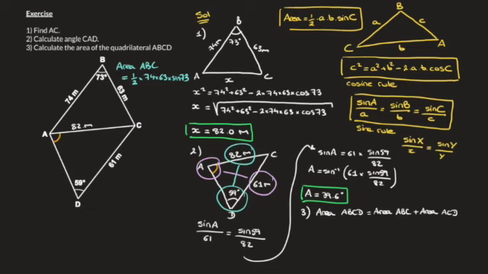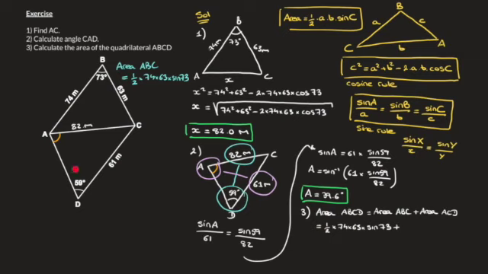And I can already write that here. That's equal to 1/2 times 74 times 63 times sine of 73. So that's the area of triangle ABC. And I need to add to that the area of the triangle ACD. Now, looking at triangle ACD, we can see that we definitely have two side lengths. Those are 82 and 61, but we don't have the angle between them.